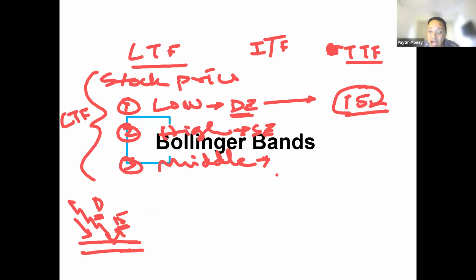Yes. Now if the price is in the supply zone, इसका मतलब the stock is already in the uptrend, so it is in a daily chart.